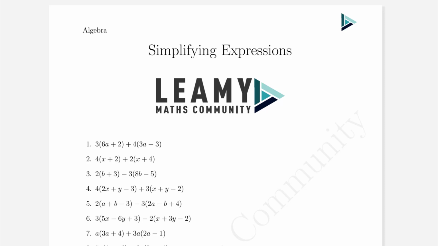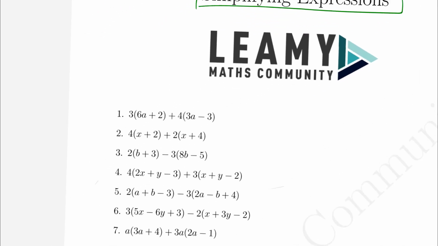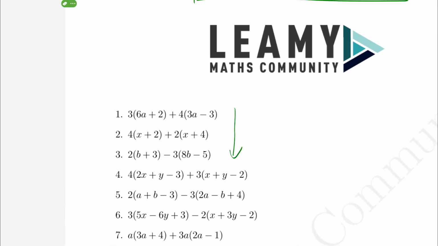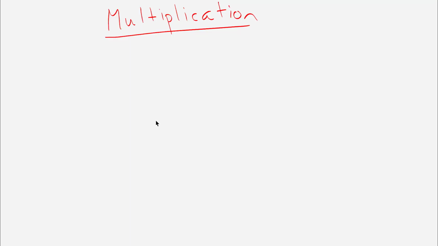Let's have a look at simplifying expressions in algebra. What we need to be able to do is take an expression like you see here and understand how to multiply out the brackets and add and subtract the remaining terms. So let's start with some basics of multiplication in algebra.